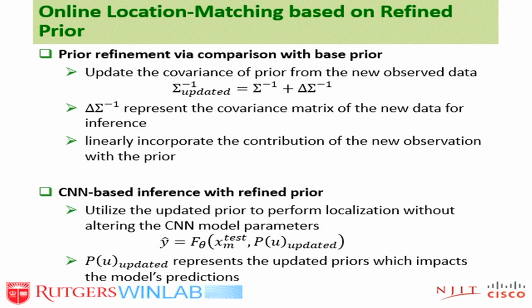Once we train the CNN using such a loss, we move on to the online matching phase, where we need to adapt the system to new environmental conditions using the refined prior estimations. We start the prior refinement by comparing the incoming new data with the base prior, and then update the prior's covariance matrices based on the new observations. Once the prior is refined, we perform CNN-based inference using this prior, with the same model trained offline. The predictions are shown below.